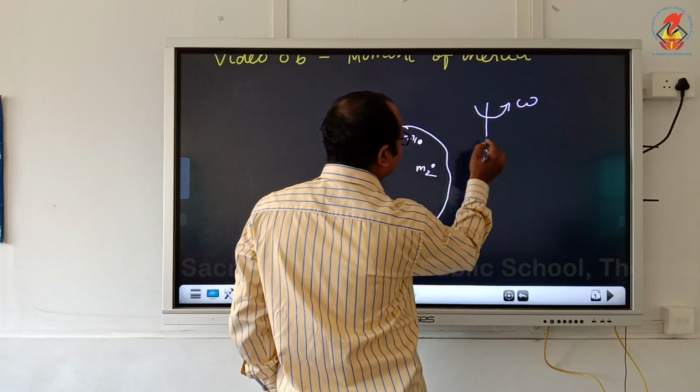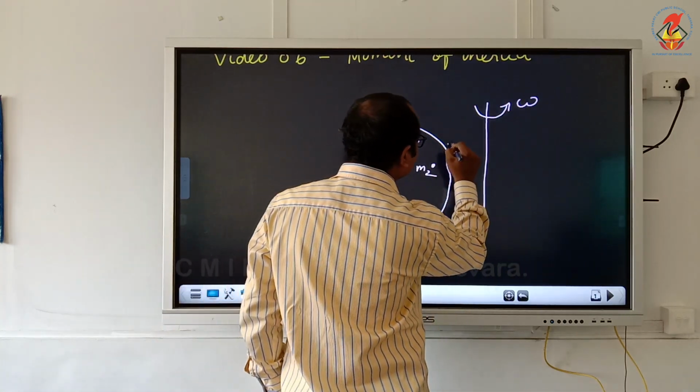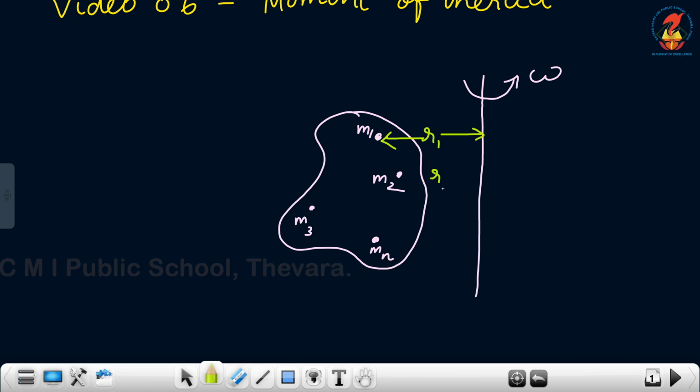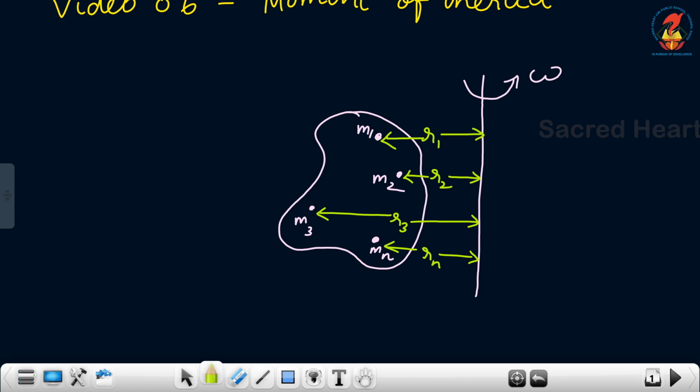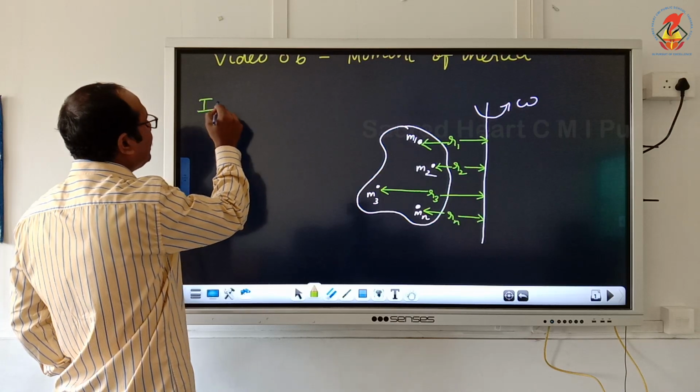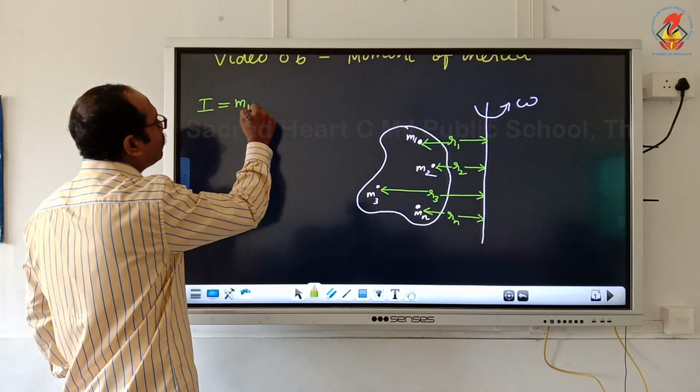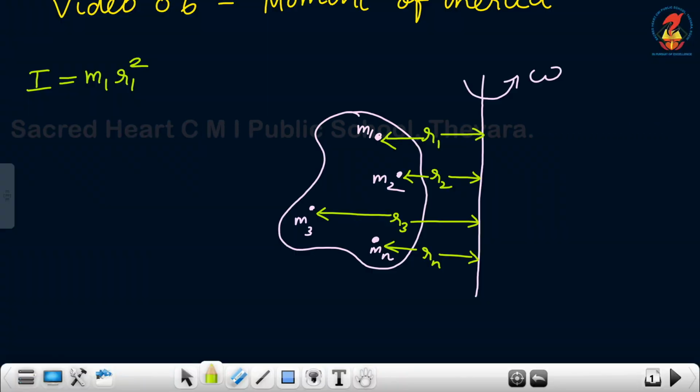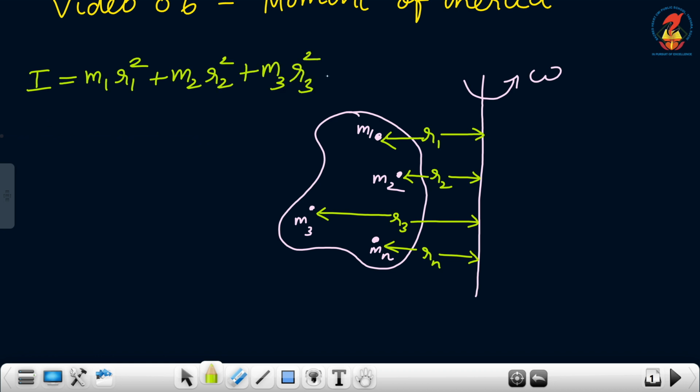From the first mass, the distance to the axis of rotation is marked as R1. From the second mass, the distance is R2. From the third mass, the distance is R3. Similarly, for the nth mass, the distance is Rn. Then the moment of inertia is denoted by I, which can be given as m1 into r1 square. That is by the definition I showed you, the product of mass and the square of the distance. m1 r1 square plus m2 r2 square plus m3 r3 square plus etc., plus mn rn square.